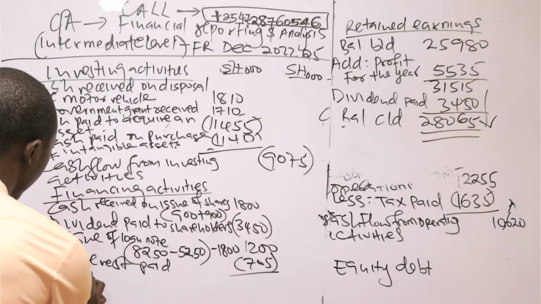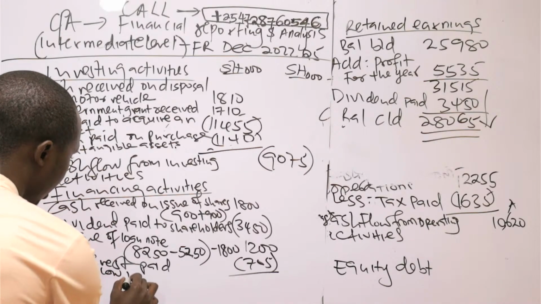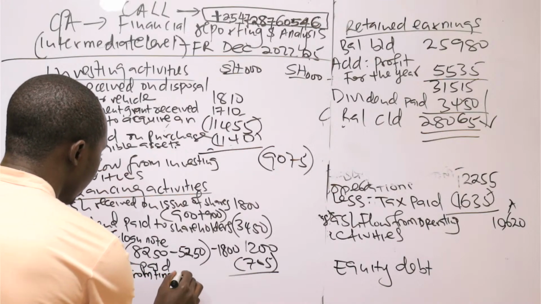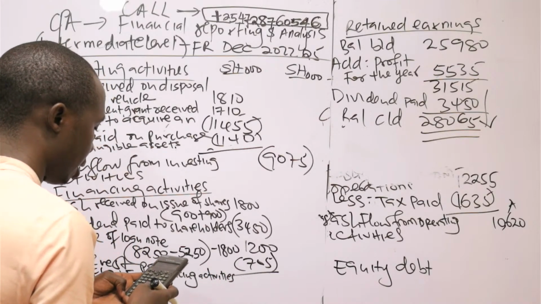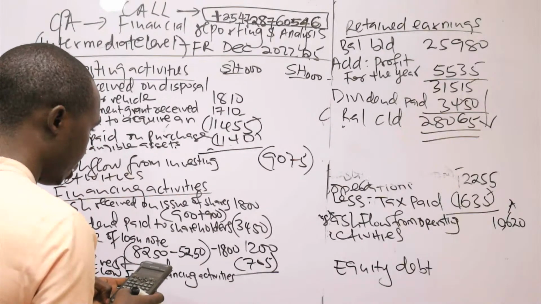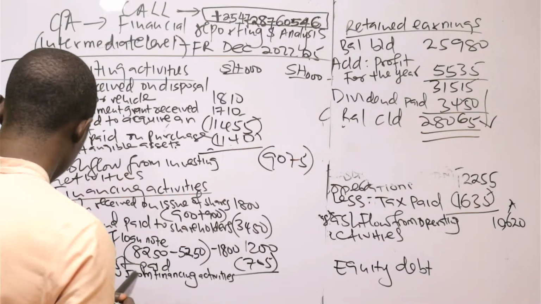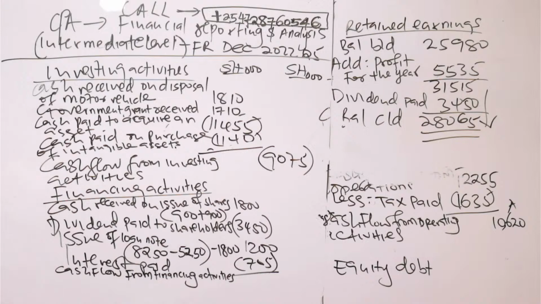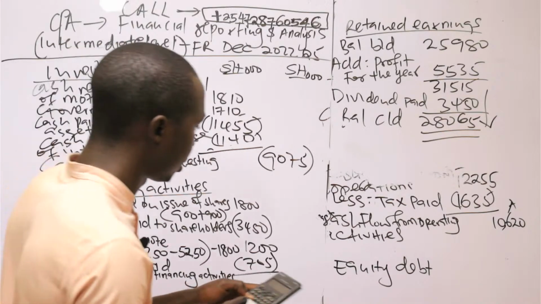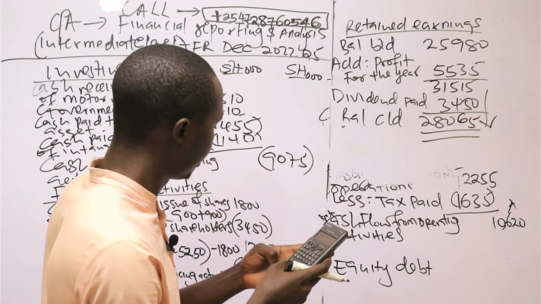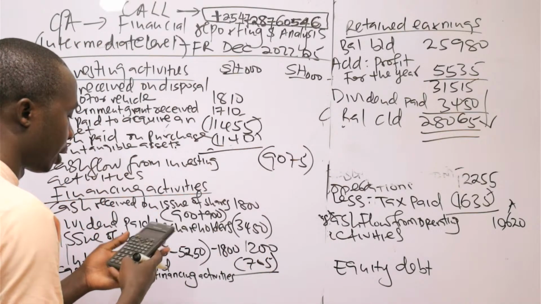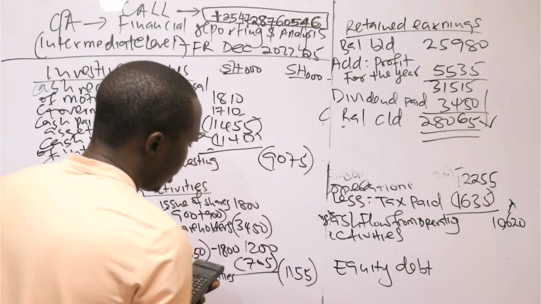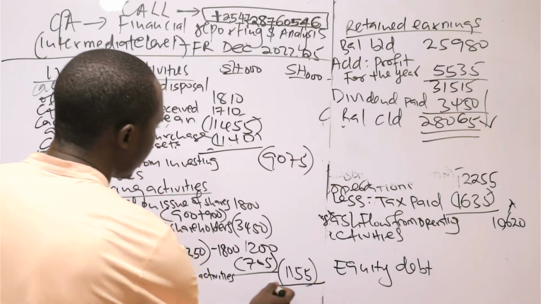So up to this point, we have the cash flow from financing activities, not operating. So from the financing activities, 1800 minus 3450 plus 1200 minus 705. Have I recorded everything correct? So 1800 minus 3450 plus 1200 minus 705. Yes, this is 1155.